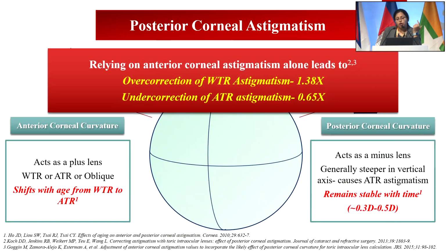Because if you are not taking into account the posterior corneal curvature, you are going to end up with an overcorrection of with the rule astigmatism to the tune of 1.38 times and an undercorrection of against the rule astigmatism to the tune of 0.65 times.